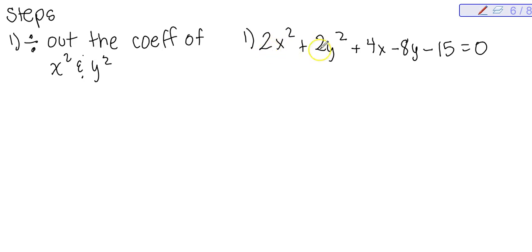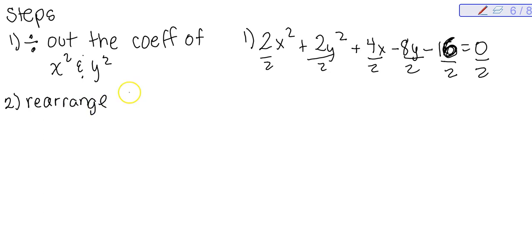And in the standard form of a circle, there's never a coefficient on your x or y. So let's get rid of it by dividing it out. You know what, let's make that a 16 so it'll cut in half really pretty. Okay? Alrighty. So we're going to divide that out. In step 2, we're going to rearrange what we've divided out. So step 2 is to rearrange, so your x's are together.